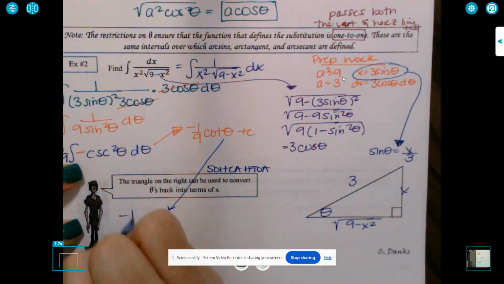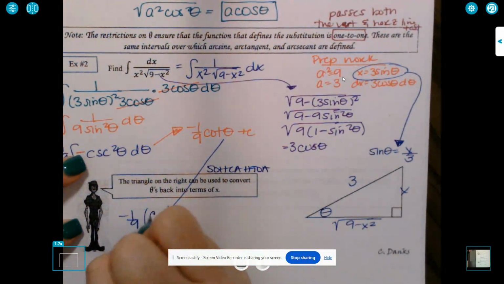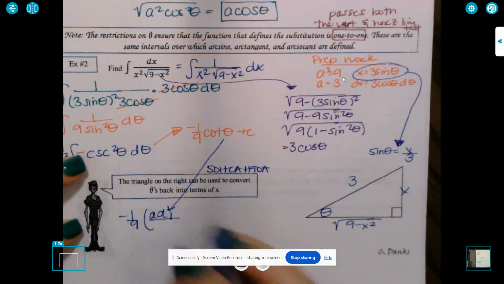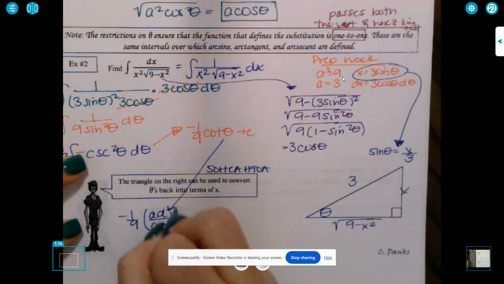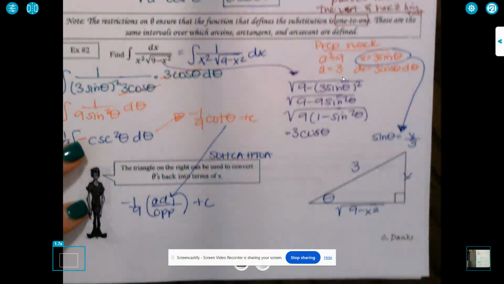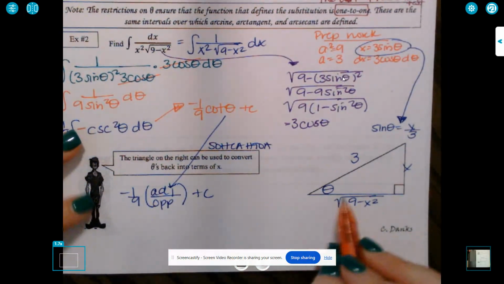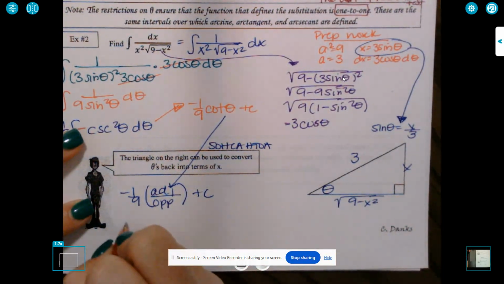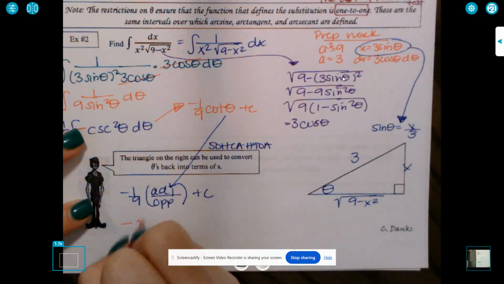Therefore, cotangent would be adjacent over opposite, so it's -1/9, and I'm going to write this out. I don't do this normally, y'all don't have to do this. It'd be adjacent over opposite plus c. So in this situation, the side adjacent to our theta is going to be this side down here, so it's going to be negative that side down there.